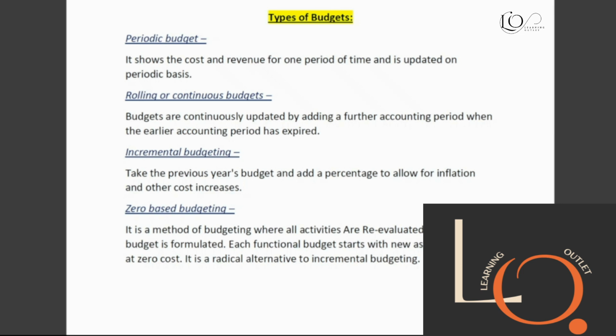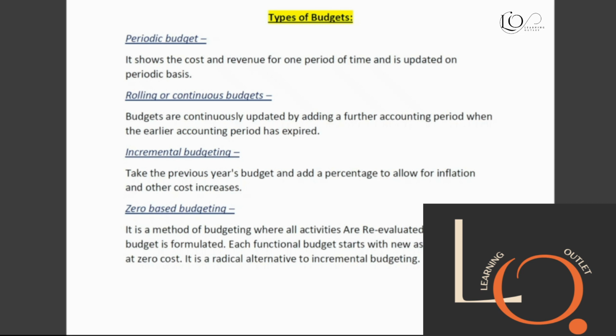Next, you have incremental budgeting. Over here, you just take the budget of the previous year, add a small percentage for inflation or for allowing for cost increases, and then use the same budget that you did last year. So this is a method where you are simply picking up last year's budget, making small adjustments in the budget and using it for the current year, adding increments. So it's incremental budgeting. You don't make the entire budget again.